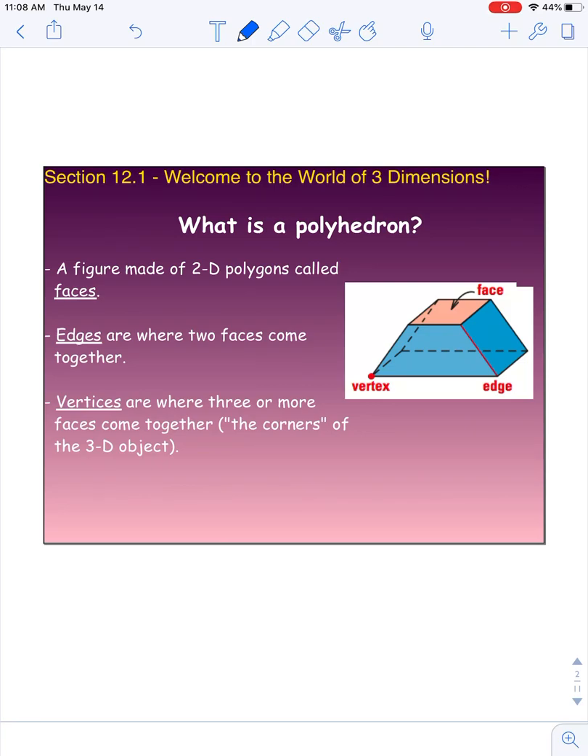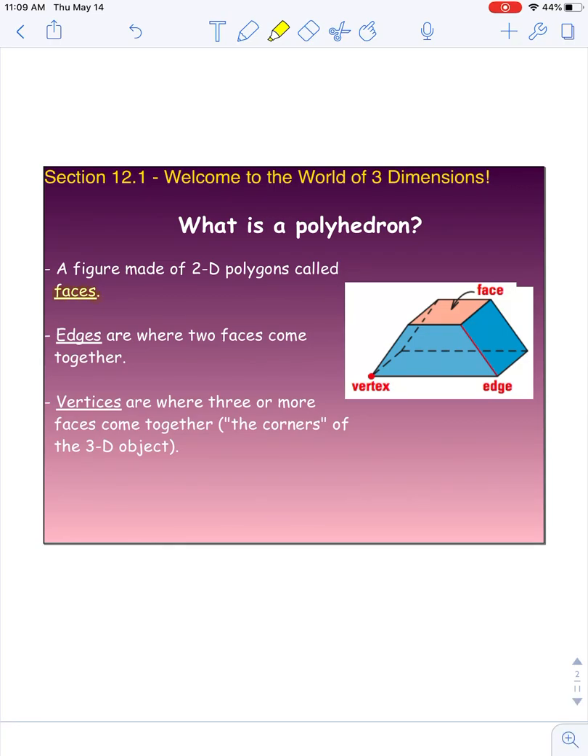And you might want to pause the video and take down these notes, and then I will explain them. A polyhedron is a figure made up of 2D polygons called faces. So all of the polygons we talked about in Chapter 11 and other ones as well that we've talked about throughout the year, like trapezoids, rectangle, rhombus, all of those are two-dimensional polygons. And so a polyhedron is made up of all of those 2D polygons, and we call those polygons faces.